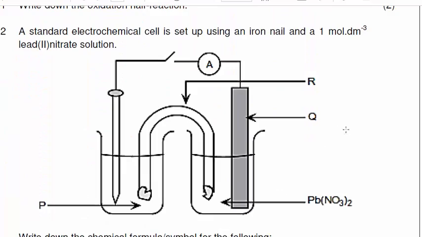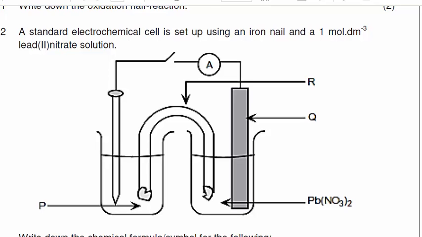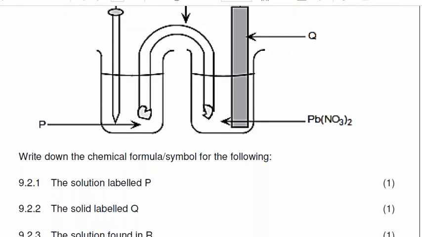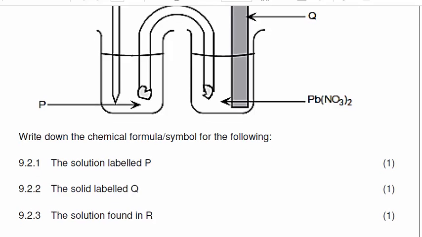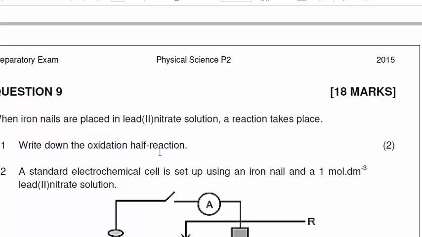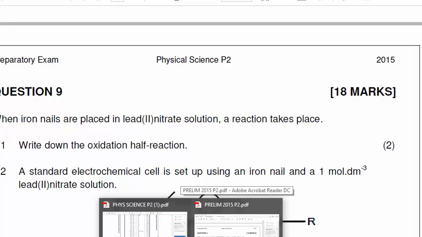So in other words, the first question is actually quite a difficult question. Write down the oxidation half reaction. The oxidation half reaction is the one whose oxidation number increases. That would be the one that goes from iron to iron 2+. So Fe goes from 0 to Fe2+ plus 2 electrons.